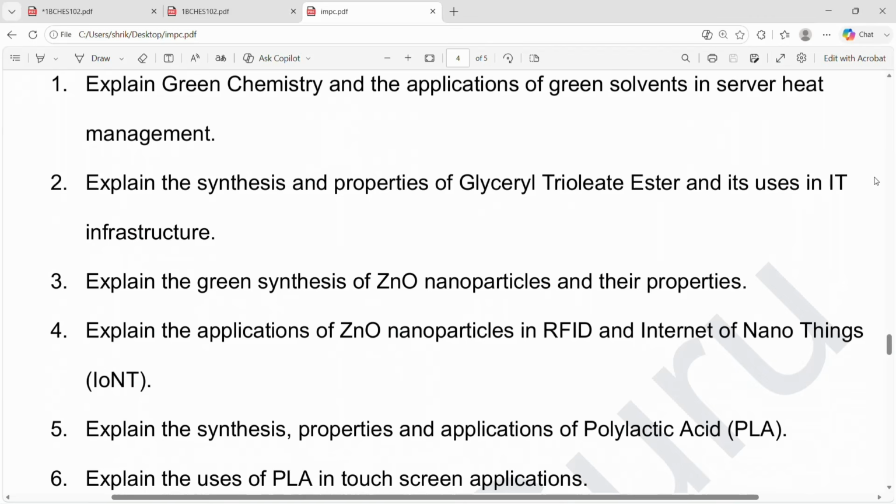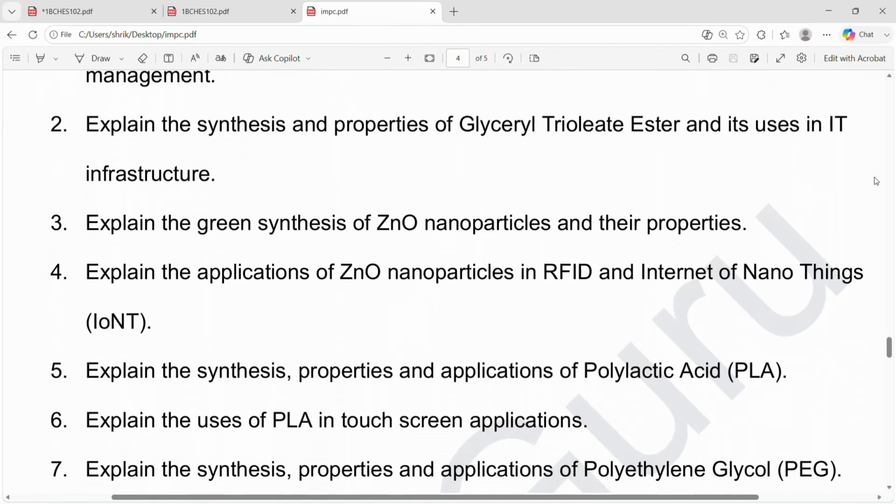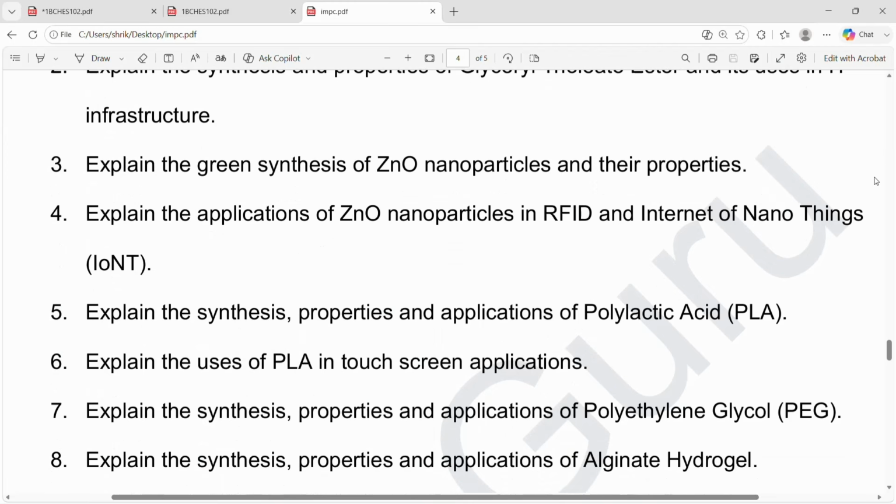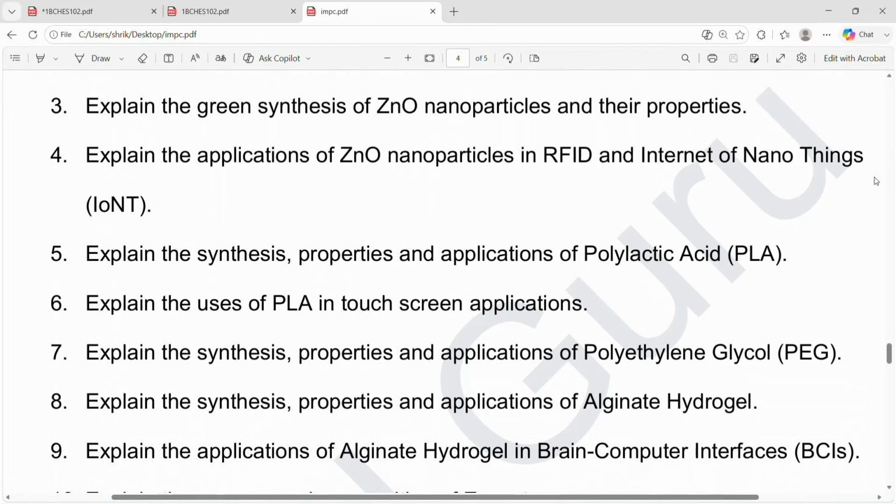Explain the synthesis, properties and applications of polylactic acid. Explain the uses of PLA in touchscreen applications. Explain the synthesis, properties and applications of polyethylene glycol. Explain the synthesis, properties and applications of alginate hydrogel.